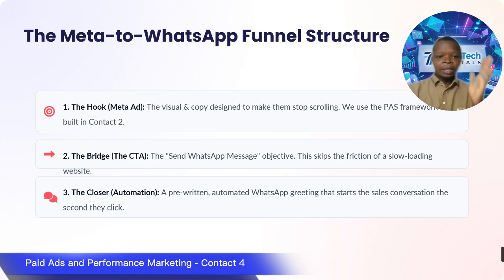And from there, there's a button, which is step 2. There's a bridge, the CTA, call to action, that sends them to your WhatsApp message. It says send WhatsApp message. Once they click it, it sends them into your WhatsApp. This removes the friction of a slow loading website. So if you don't have a website, there's no excuse for you not to make your money and help businesses grow. Then you automate it by closing in on them, with pre-written automated WhatsApp greetings that send the same conversation to them.